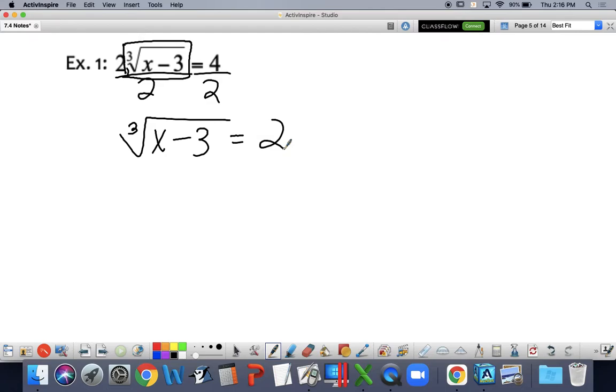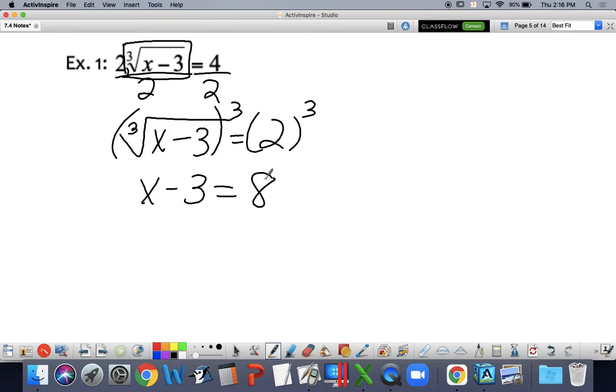Now, I want to get rid of that radical. So I want to do the inverse operation of taking the cubed root. So what's the inverse of taking the cubed root? Raising to the 3rd power. Exactly. We've seen this process before. It's just we only did it with square root. So now we do it with both. So I get x minus 3 equals 8. Just by doing that, we got rid of all that radical and exponent that we didn't want to deal with. Last but not least, we add our 3. We get x equals 11.